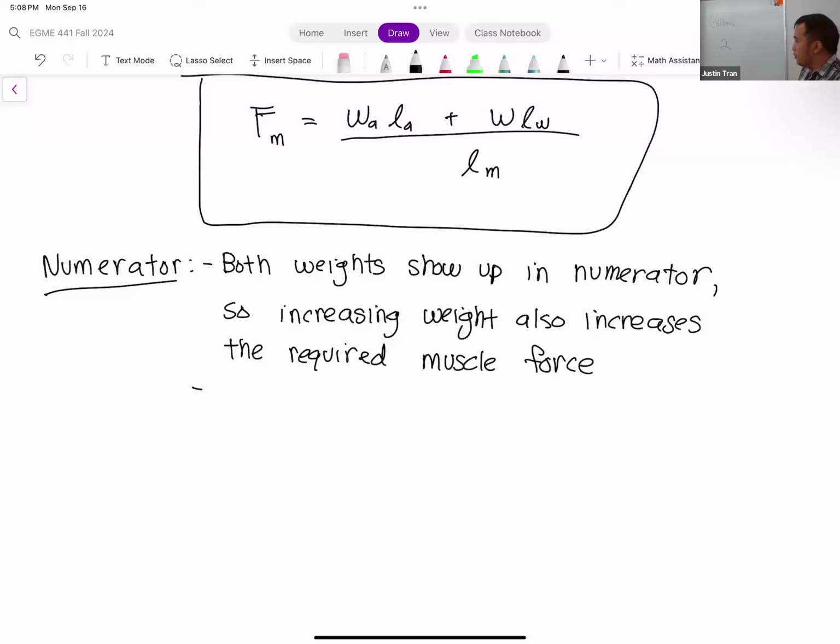Okay. The other thing that shows up in the numerator is LA and LW, right? And so if you remember, LW was the length of the forearm itself. And LA was the location where the weight is applied, but the assumption is that the longer your arm is, the further away your forearm weight is going to act as well. Okay.